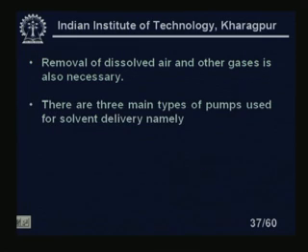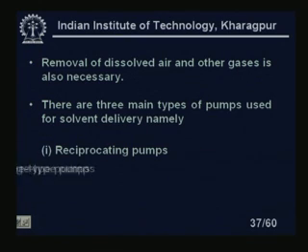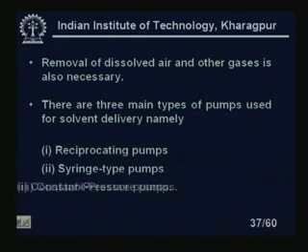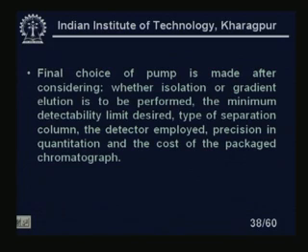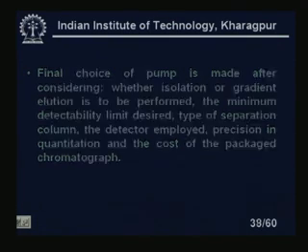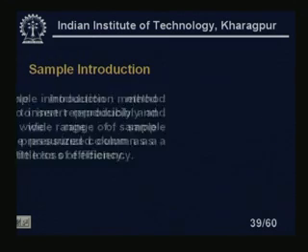There are three main types of delivery pumps used for the solvent delivery system, namely reciprocating pumps, syringe type pumps, and constant pressure pumps. The final choice of pump is made after considering whether gradient elution is to be performed, the minimum detectability limit desired, type of separation column, the detector employed, precision in quantitation, and the cost of the packaged chromatograph.